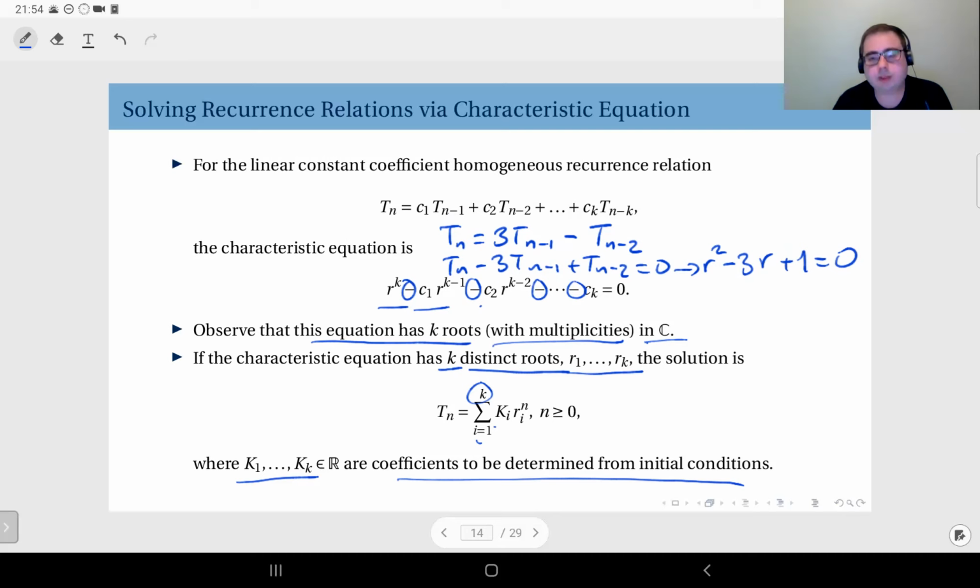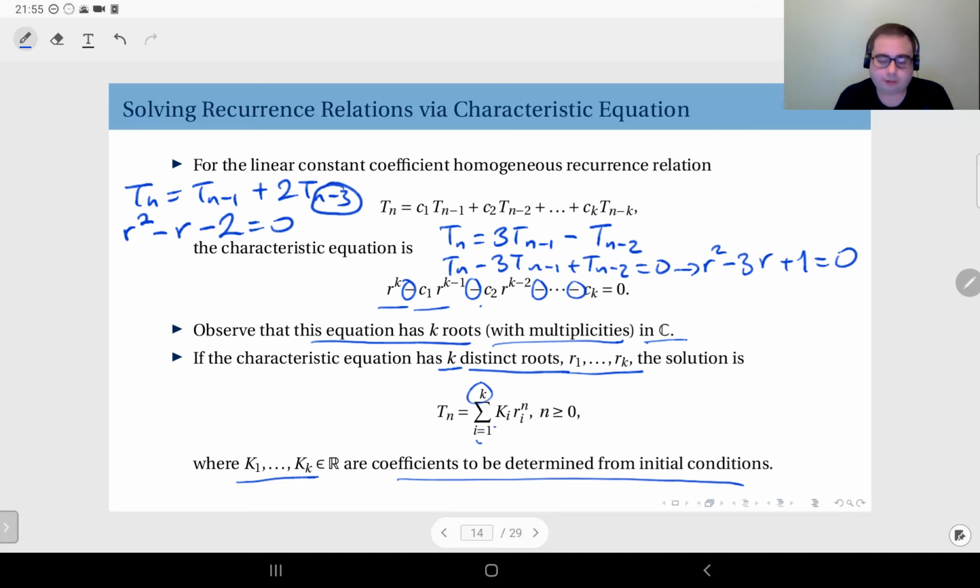The second one, be careful about the indices. Example, Tn equals Tn minus 1 plus 2 Tn minus 3. So some students, when they just look at this, they just look at the coefficients and write the characteristic equation as r squared minus r minus 2 equals 0, which is not true because you see, this is the recurrence relation of degree 3.